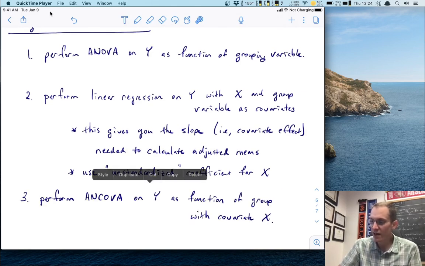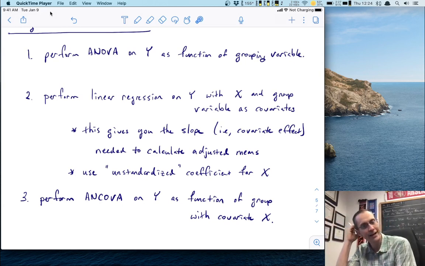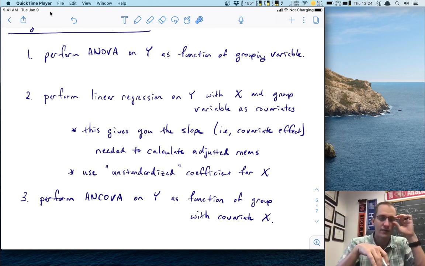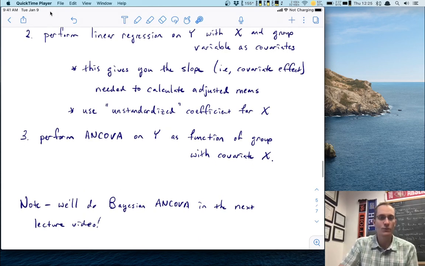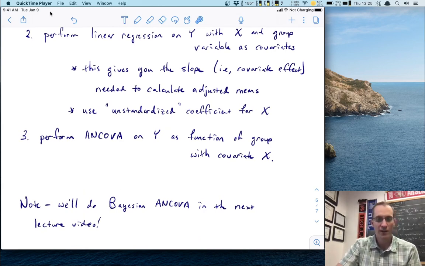And then once you've done that, you can then perform the Ancova. And that's going to tell you, okay, once you've adjusted these means and you've accounted for the influence of that covariate, are the differences different now? And today we're going to focus on using just the frequentist paradigm. So we're going to talk about significant differences and use p-values. The next lecture we'll do Bayesian Ancova, but I want to save that for just one lecture itself.